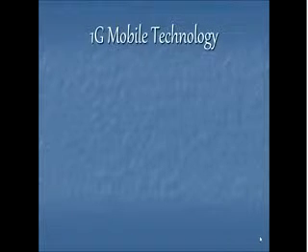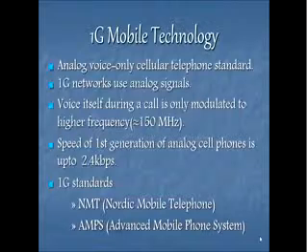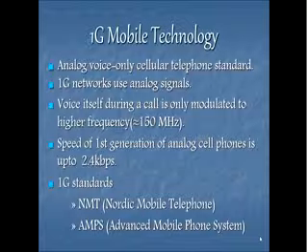First comes 1G mobile technology. First generation wireless technology is the original analog. An analog signal is any continuous signal for which the time varying feature of the signal is a representation of some other time varying quantity. Voice only cellular telephone standards were developed in the 1980s.